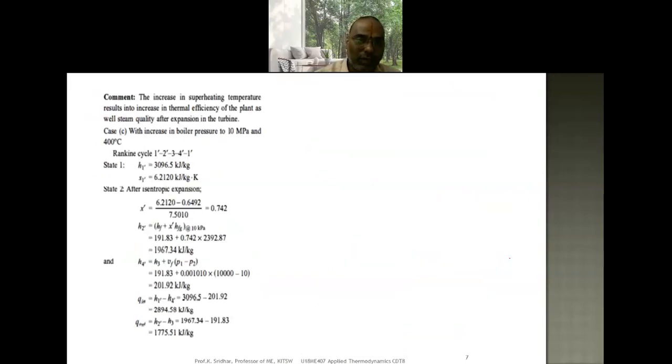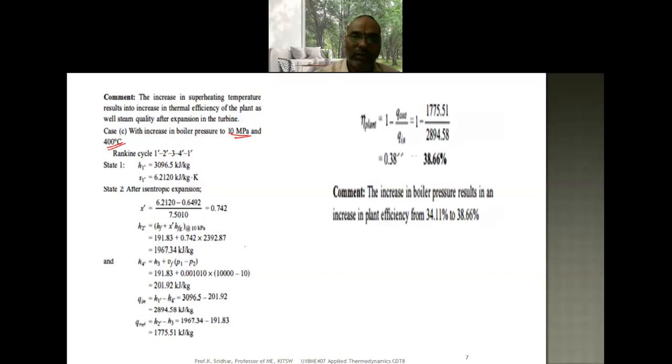So similarly for the case C also, case C is 10 megapascals as well as 400 degrees centigrade. So for which also in a similar manner you find out. So here the X value is once again 0.142. So it is the wet steam condition. So in this particular case we got the highest efficiency, 38.66 percentage. So the increase in boiler pressure results in increase in the plant efficiency from 34.11 percentage to 38.66 percentage. That is, in the first case we got 34.11, in the second case we got 35.58 percentage, and in the third case we got 38.66 percentage.